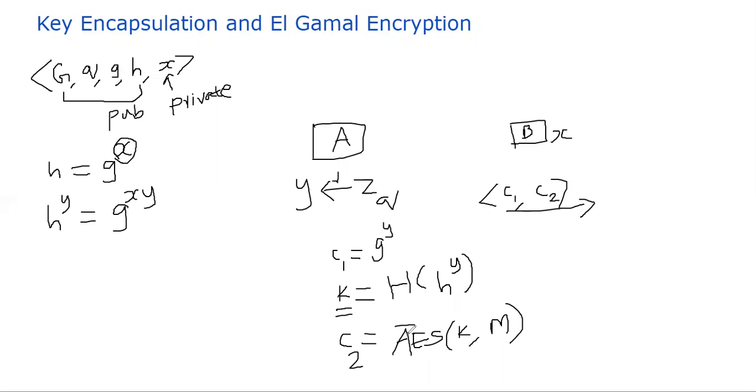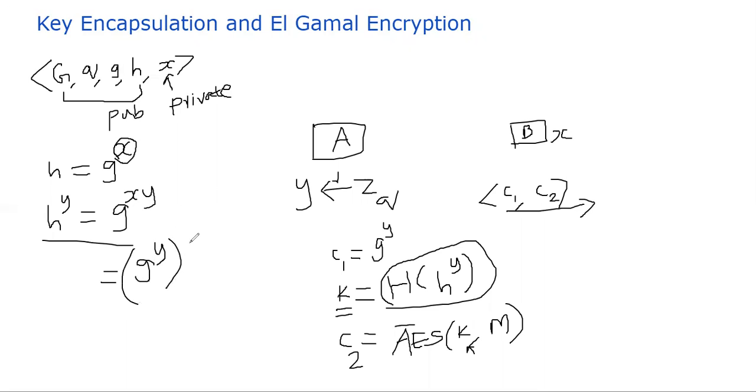In order for Bob to decrypt C2, he needs the same key. How will Bob construct the same key? He has to run the same hash function, but then he needs to know Y, and he doesn't have Y. Y is only known to Alice. But if you expand it, H power Y is nothing but G power XY, which is nothing but G power Y power X, which is nothing but C1 power X.